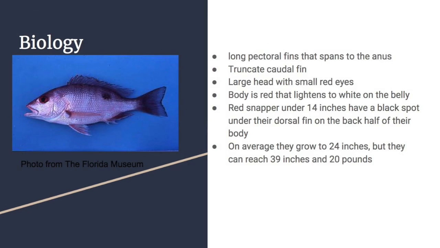The biology of red snapper includes long pectoral fins that span to the anus, a truncate caudal fin, a large head with small red eyes, a body that is red and lightens to white on the belly, and red snapper under 14 inches have a black spot under their dorsal fin on the back half of their body, also known as a false eye. On average, red snapper can grow to 24 inches, but they can reach a max of 39 inches and 20 pounds.